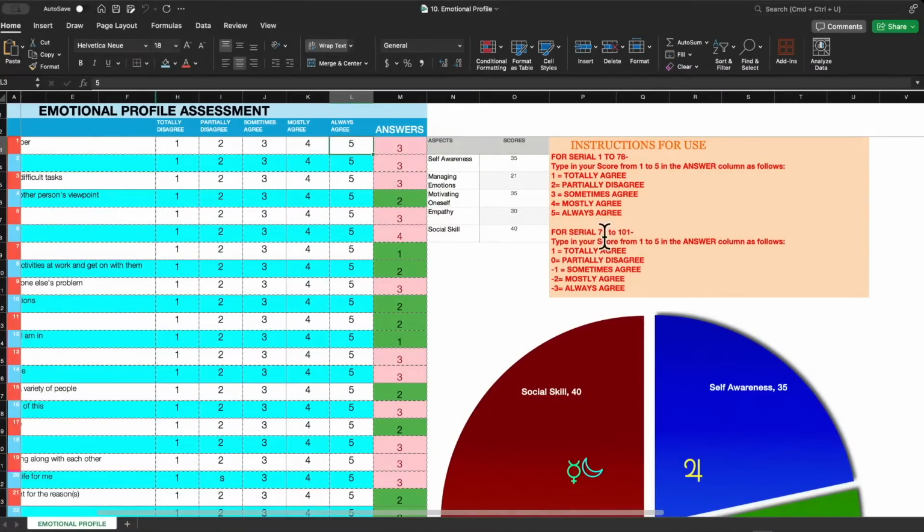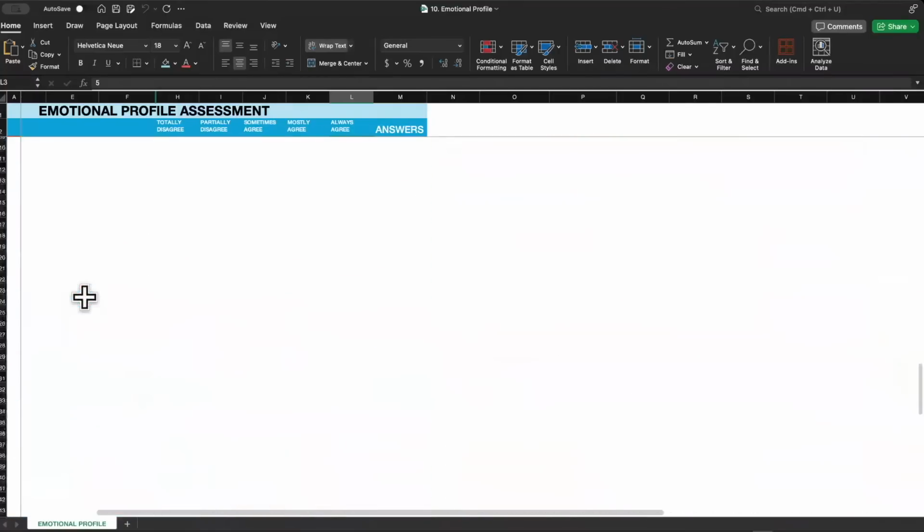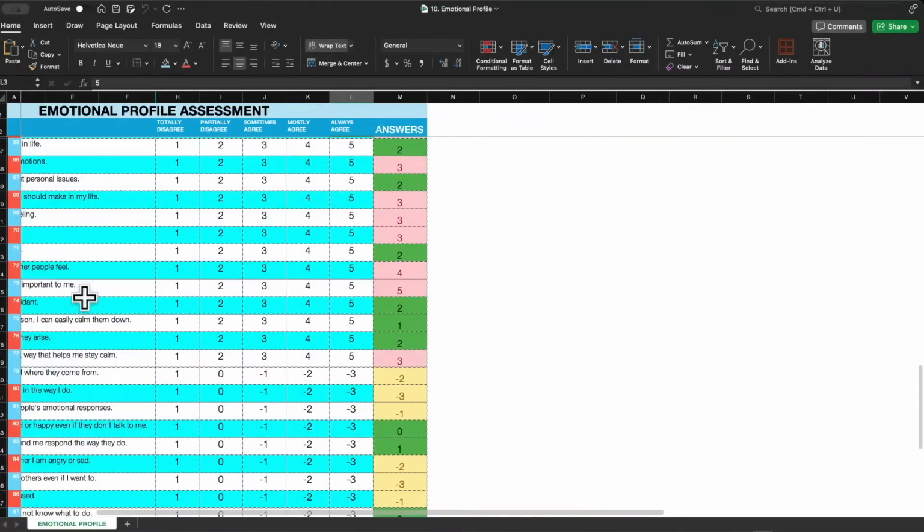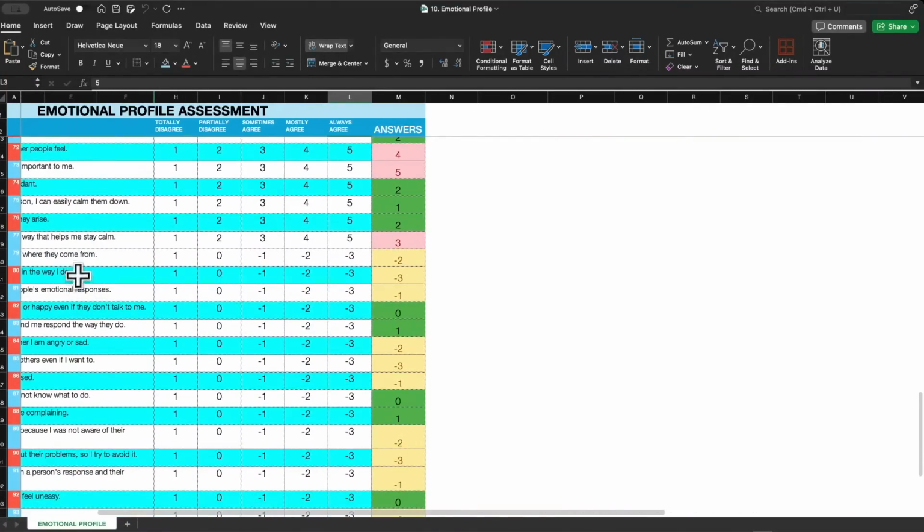considering we have from 79 onwards, serial number 79, I'll show you, has got negative scoring, like 1 is totally agree, 0 is partially disagree, -1, 2, and 3 is sometimes agree, mostly agree, and always agree. So it's a little reverse after about 79. So let's see 79, what that means. Where's 79? Okay, here goes.